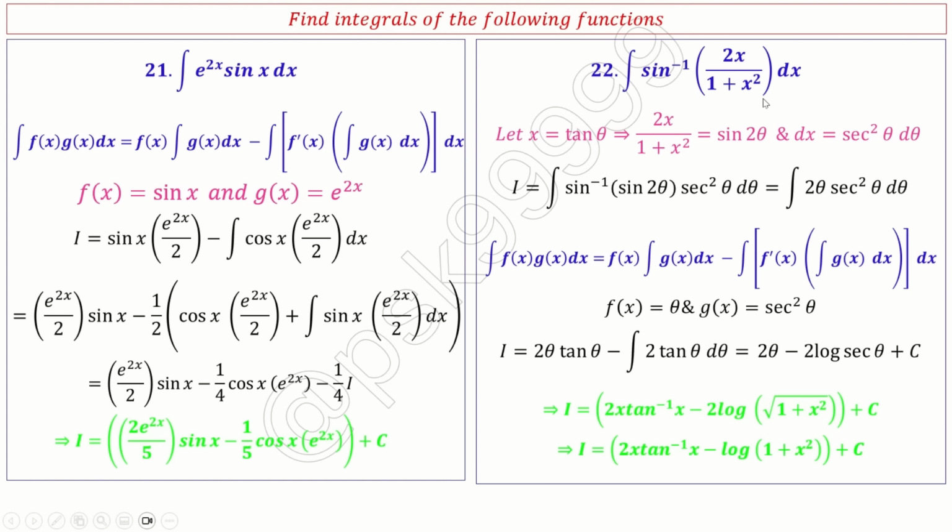Integration of sin inverse of 2x by 1 plus x square dx. We know that whenever you see 2x by 1 plus x square, you should take x as tan theta. Then 2x by 1 plus x square is sin 2 theta. So this whole expression is nothing but 2 theta, and dx is secant square theta d theta. So my integration becomes integration of 2 theta into secant square theta d theta. Now theta is f of x, secant square theta is g of x. So with that I'll get the answer straightforward. You substitute theta back, and you'll get the answer.